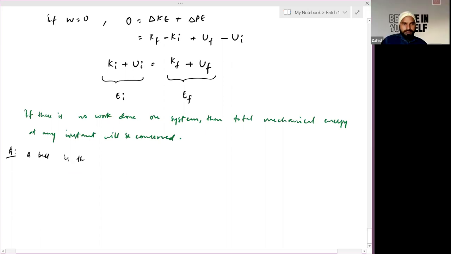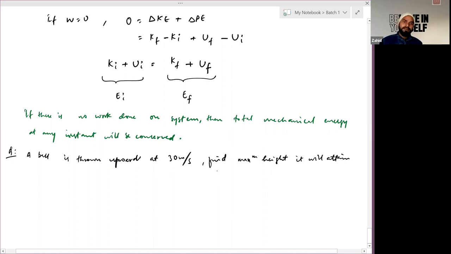A ball is thrown upward at 30 meters per second. Find the maximum height it will attain first. Second, the velocity of the ball at half of the maximum height.